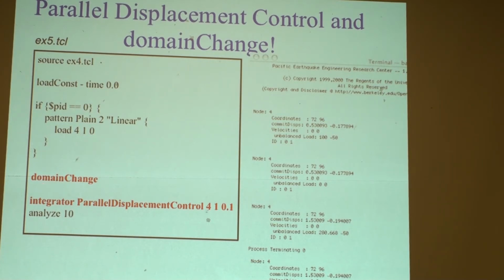And one thing about whatever type of analysis you're doing is this domain change. Anytime you change anything in the model, like you add a new load to one of the processes, you remove elements from one of the processes, you have to issue this domain change command. That's basically, we have to go renumber the equations and stuff when you add new things, new nodes, new elements. So this domain change just tells all the interpreters that something has changed. Next time we go into an analyze, we have to redo the mapping between the nodal degrees of freedom and the equations.